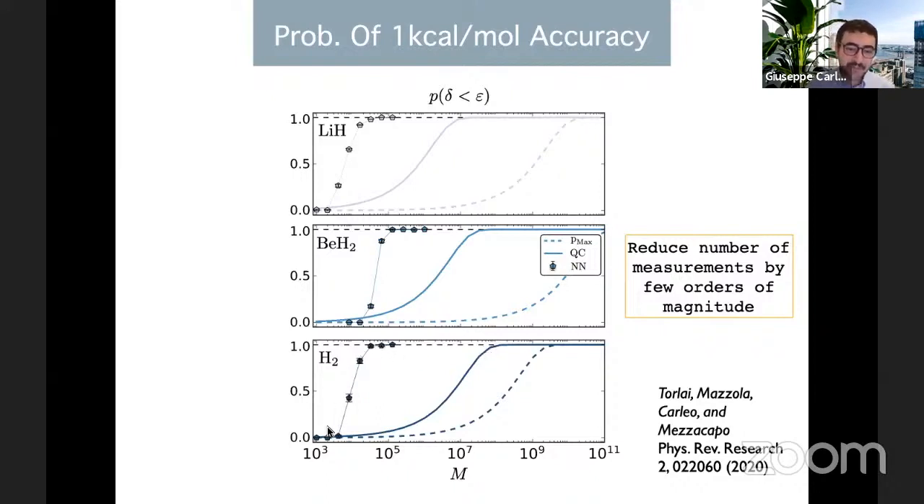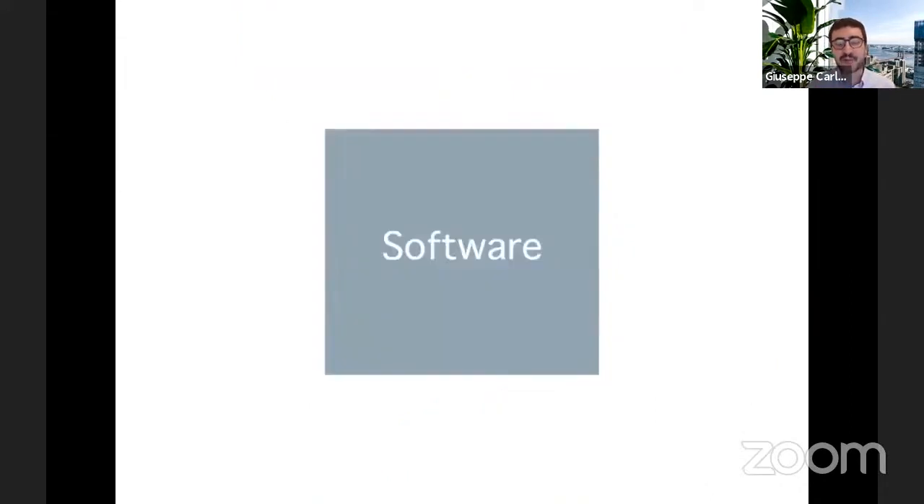However, if you use this biased but lower variance approach, we can get the same accuracy essentially with 3 or 4 orders of magnitude fewer measurements. And the bias that we put in is less than this 1 kcal per mole. So this is the important message, if you want. And the same applies also to other molecules. And we really believe that, possibly improving this technique, we can help these VQE approaches to use fewer resources on the hardware.